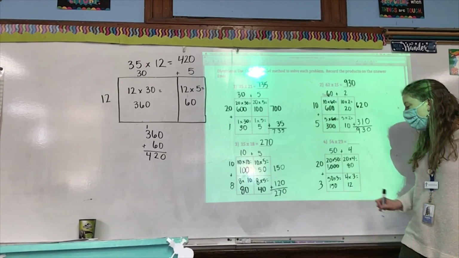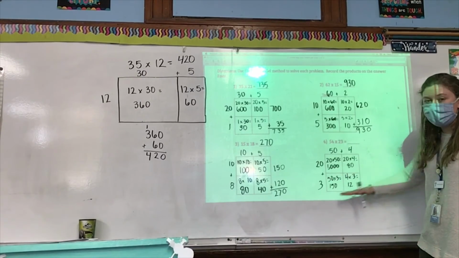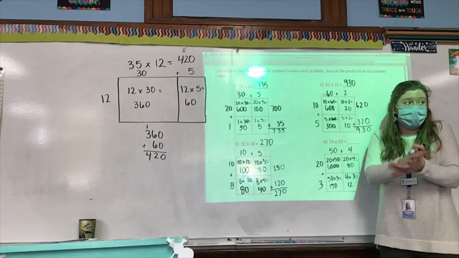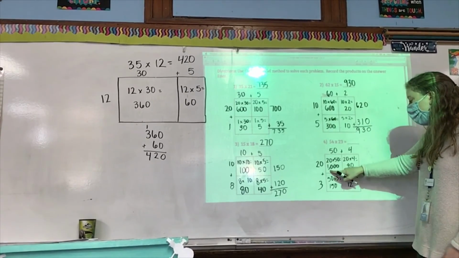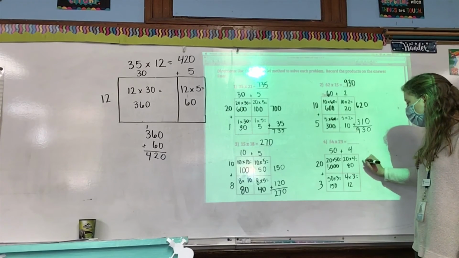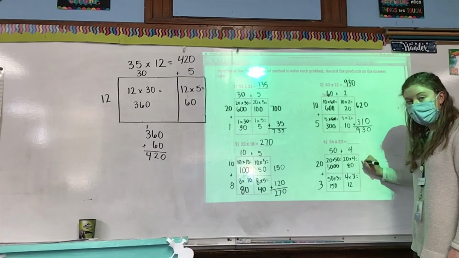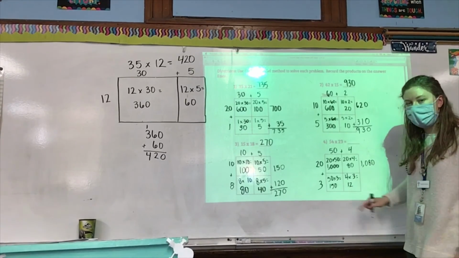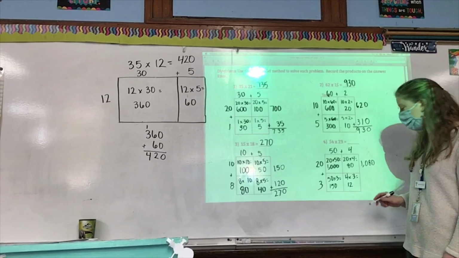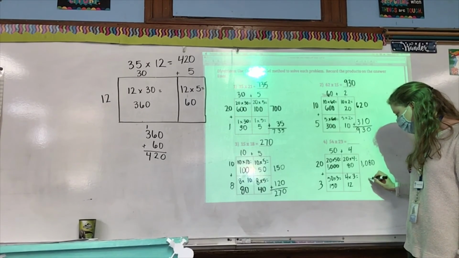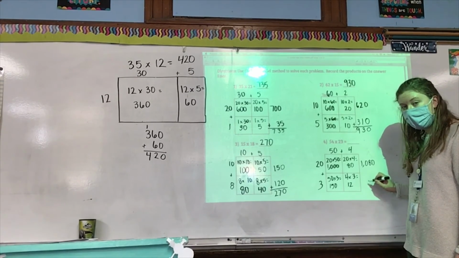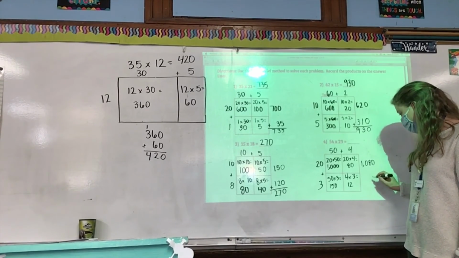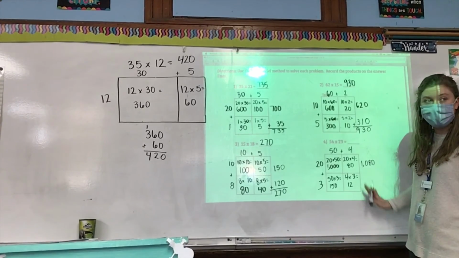Good. Now, let's add across so that we can get 2 partial products instead of 4, because 2 partial products are a lot easier to add than 4. So, Carla, let's go across the top. 1,000 plus 80 is what? 1,080. Now let's add across the bottom. 150 plus 12 is? 162. Good. And I'm going to make sure I line my digits up.